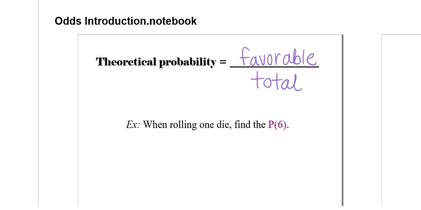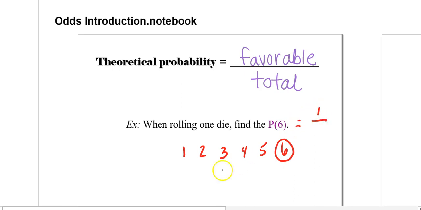So if we take a real basic example like rolling a die, when you roll a die, you can get a 1, 2, 3, 4, 5, 6. And here's your favorable outcome. So probability of a 6 would be 1 out of all of these total, 1/6. All right, so that's theoretical probability.